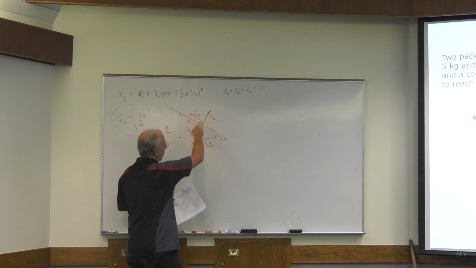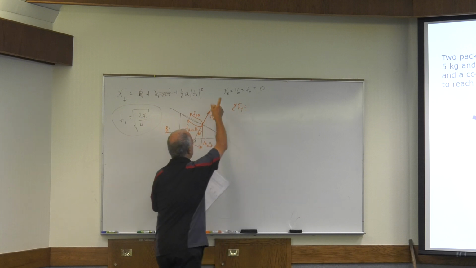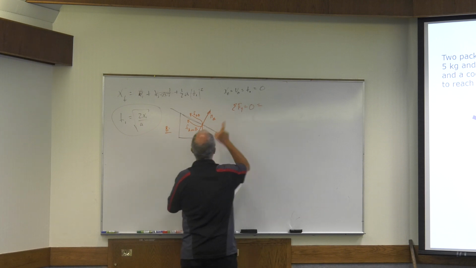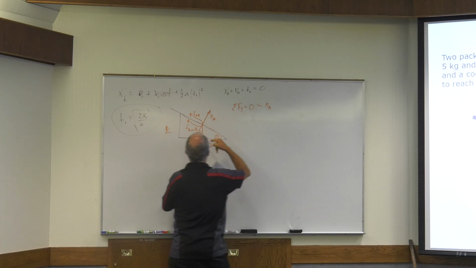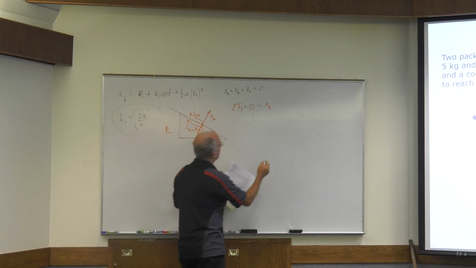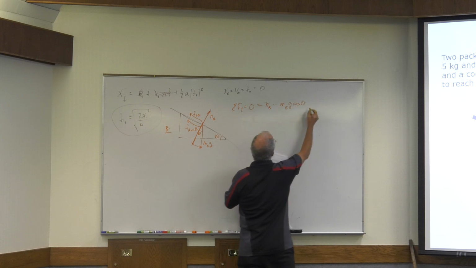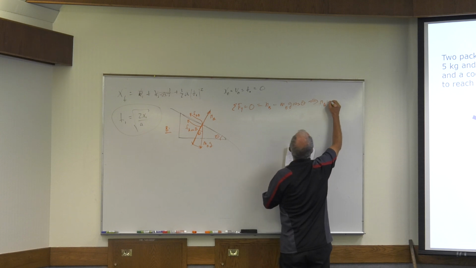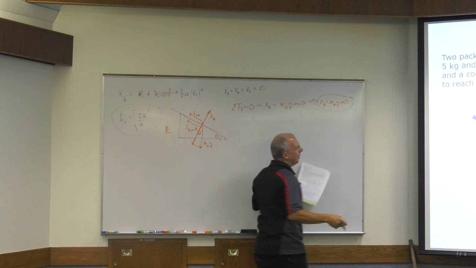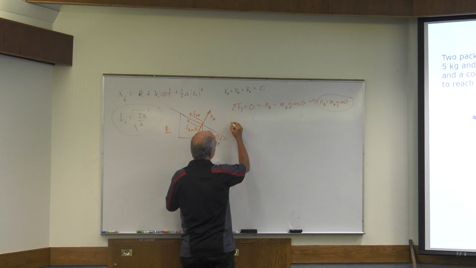We have friction, so we're going to do the y first. The sum of the y forces. Is it accelerating in this direction? No. So we have the normal up, and we have m_B g cos theta, and that equals 0. So the normal equals m_B g cos theta. We've already seen that, that's nothing new.